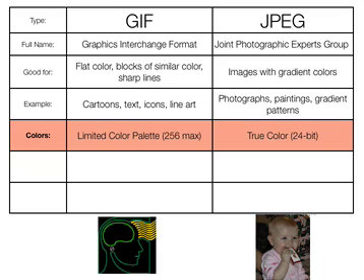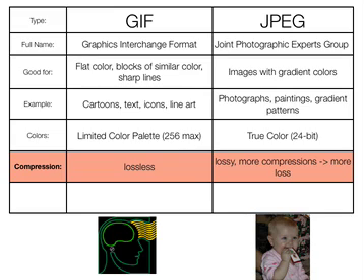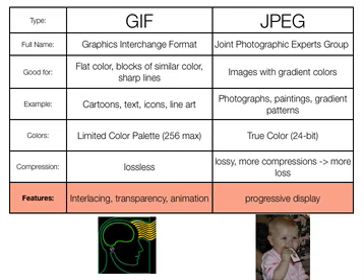GIFs have a limited color palette of 256 colors, while JPEGs have true color. GIFs use lossless compression while JPEGs use lossy compression. This can actually be a problem for a JPEG because each time an image is resaved, it is recompressed, which means it gets smaller and the image loses quality with each new version. GIFs have several features. They have the ability for interlacing, transparency, and even animation. JPEGs can have progressive display.